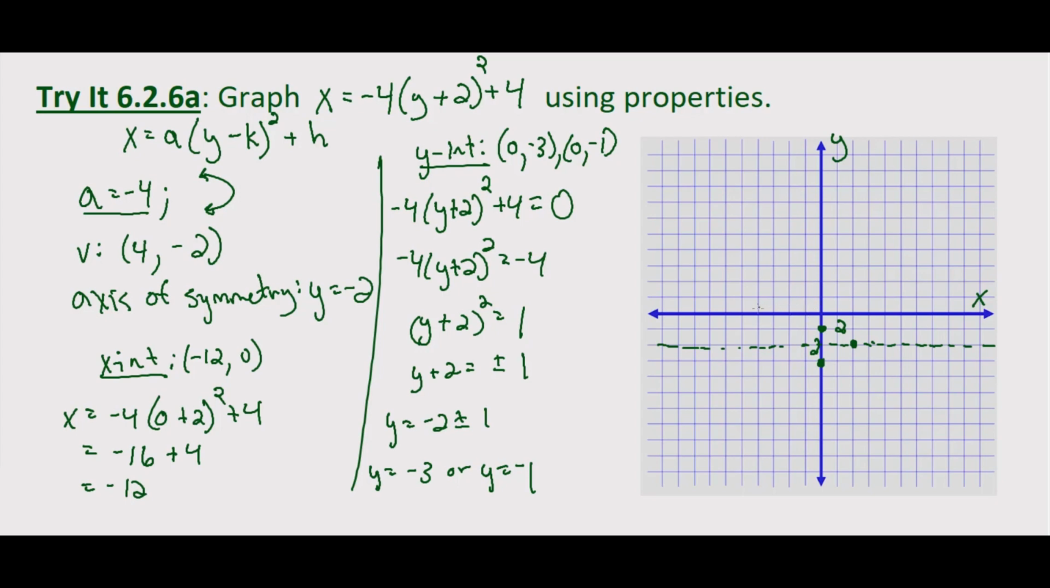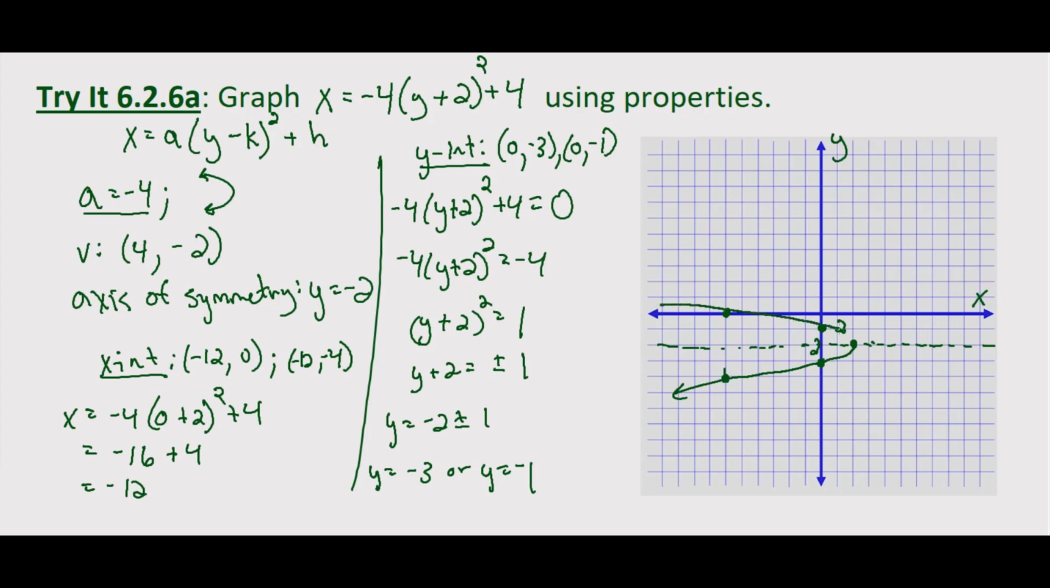So 2, 4, 6, 8, 10, -12, 0, which means there's also a point at 1, 2 from the axis of symmetry. So 1, 2 on the other side of the axis of symmetry. That gives us another point at (-12, -4). And then last but not least, we connect our dots to get our parabola that opens to the left.